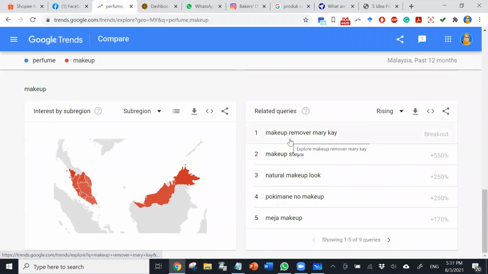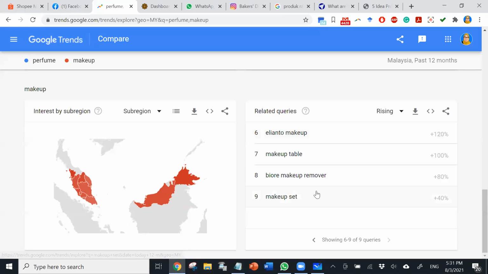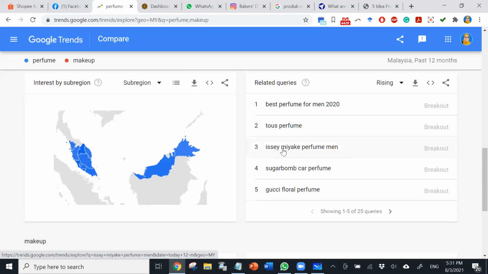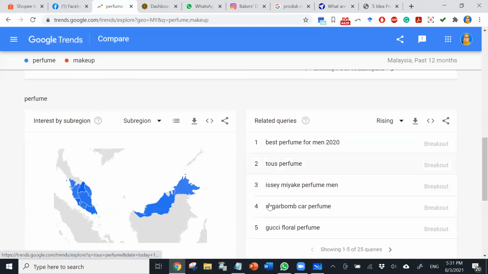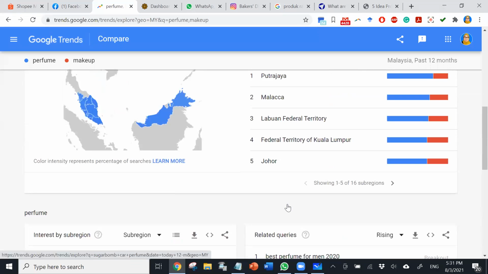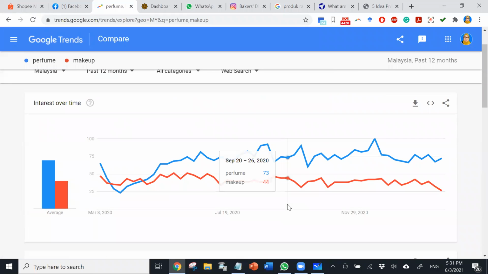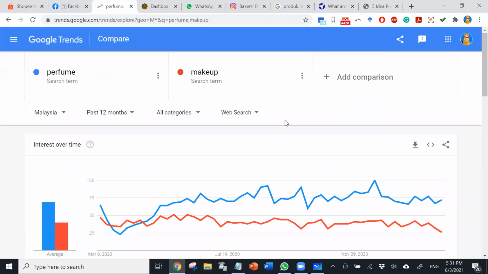For makeup, the number one query being searched by your customer is makeup remover by Mary Kay. Elianto is a brand. Okay, so you can see here, this is Issey Miyake. So this is kind of sugar bomb, Gucci, floral, if you want to sell perfume. Okay. So this is how you find what is trending now when it comes to products. Okay, so this is Google Trends. You can use it many times. This one is free. All right.